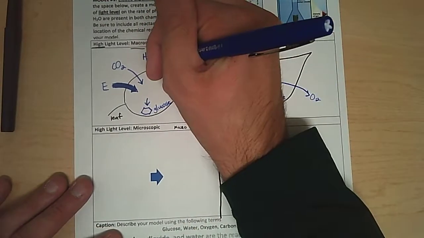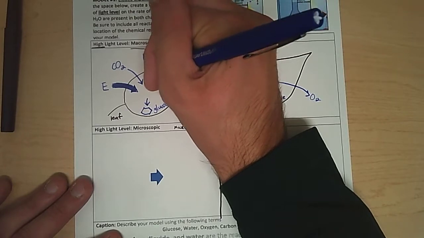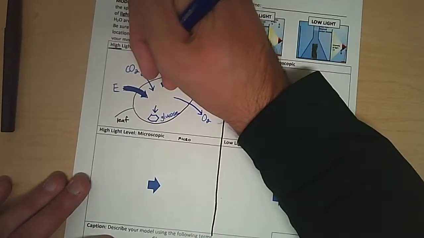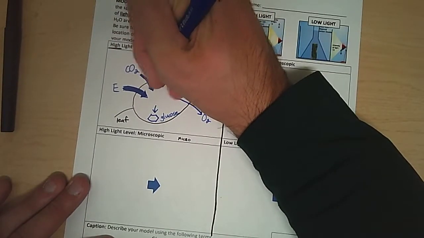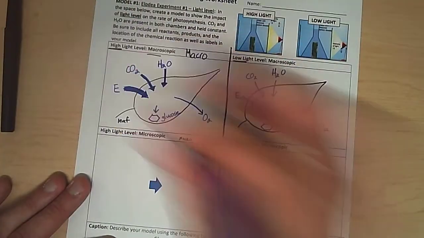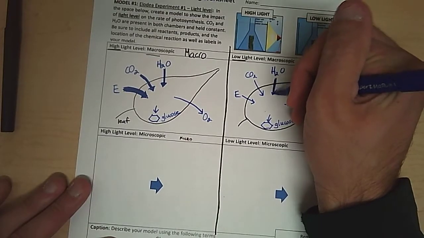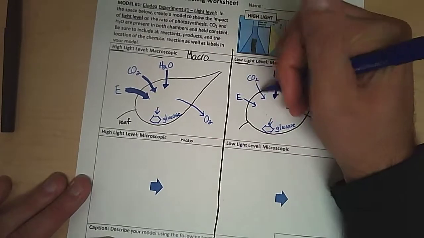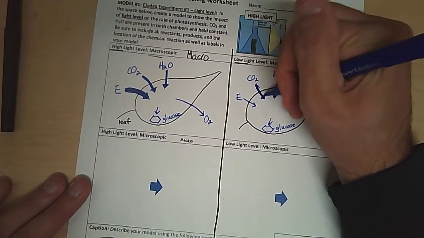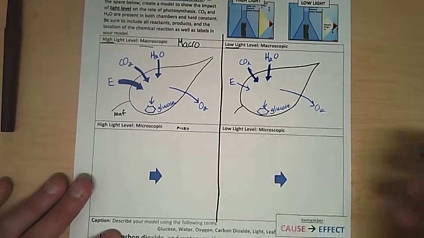Right? Now what I might do is make the H2O arrow a little thicker. I might make the CO2 arrow a little thicker. But if I do that, because H2O and CO2 are held constant in the experiment, I have to do the same thing over here as well. So whatever is held constant, you've got to make those arrows the same width.